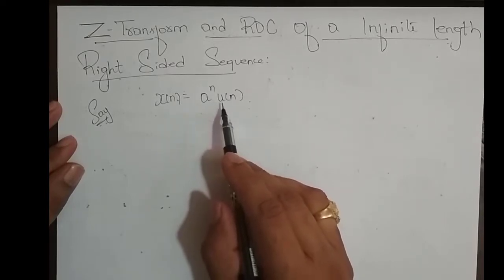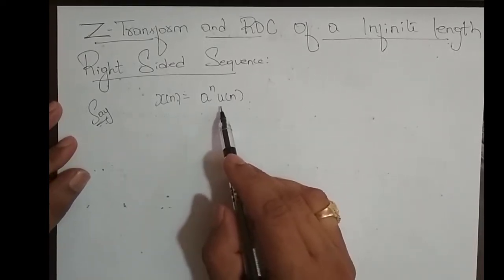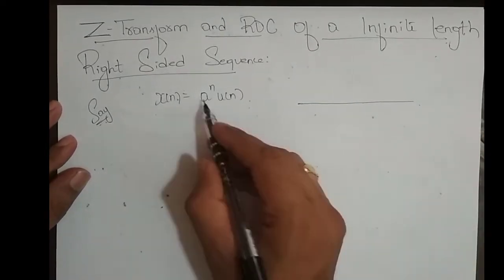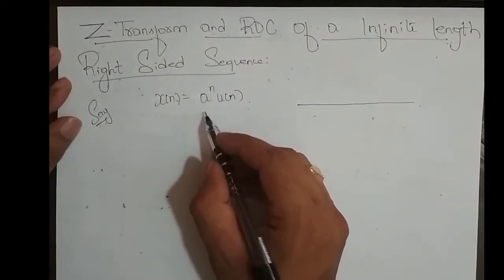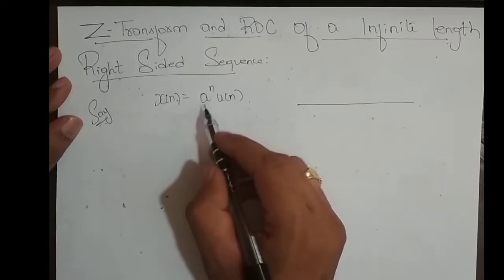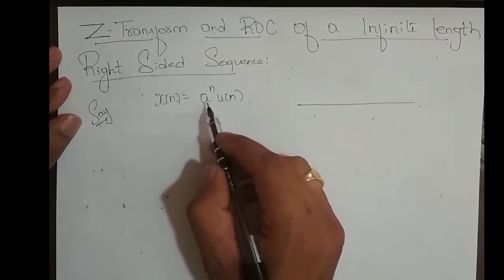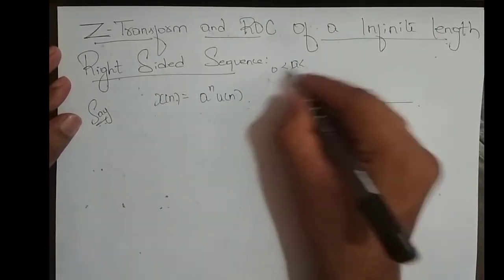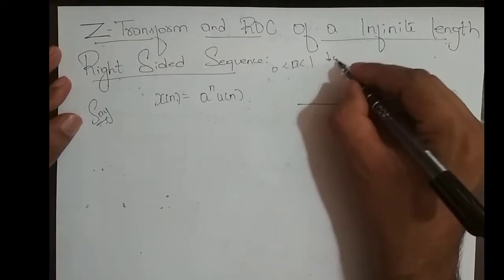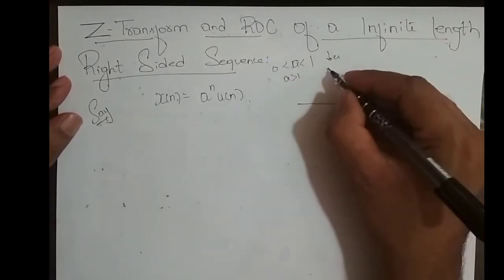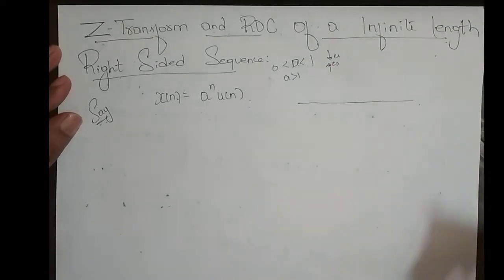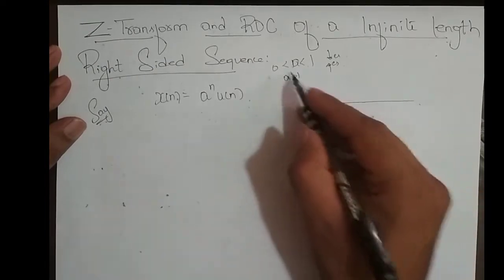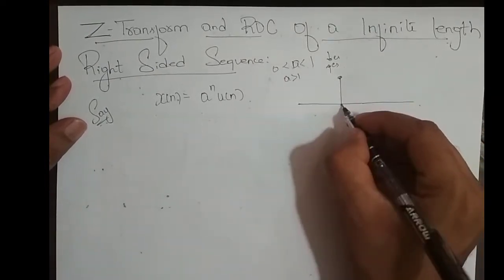And it's a right-sided sequence. Again, how did I say that it's a right-sided sequence? If I plot it, it is actually an exponentially increasing or exponentially decreasing sequence, depending upon the value of a. If a is in between 0 and 1, it is an exponentially decreasing signal. If a is greater than 1, it is an exponentially increasing sequence. But it's an exponential sequence, right?